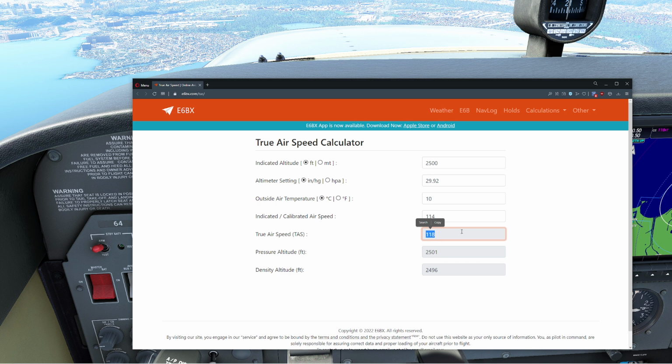So now that we know what our true airspeed is, we know how much distance we can cover over a certain amount of time. Because our true airspeed is 118 knots, that would mean that in 1 hour, we would cover 118 nautical miles, assuming there's no wind. In the next video, we'll take a look at what happens when there is wind. So that works great for us.